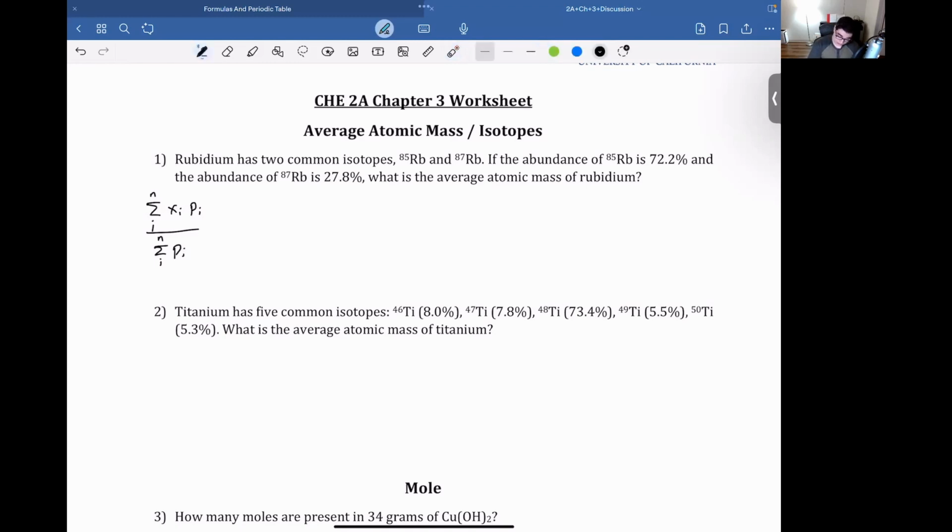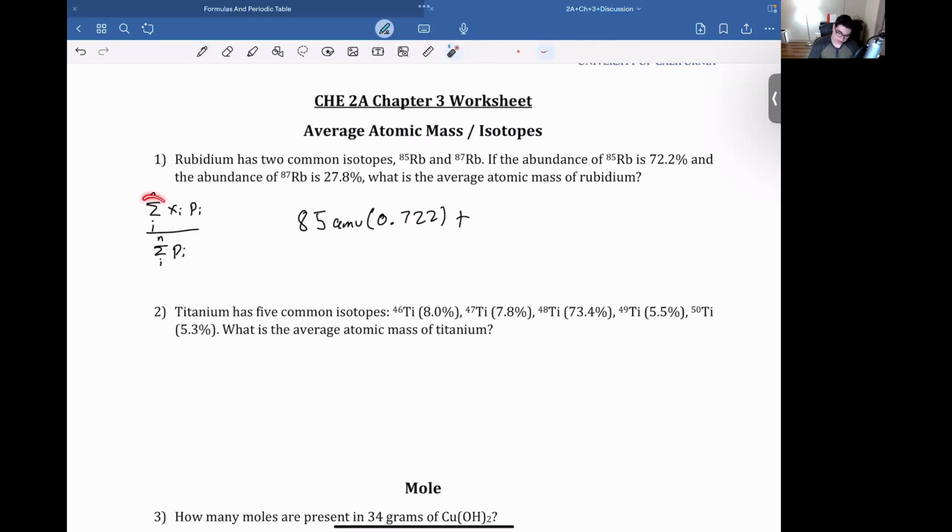So in this case, actually, I'll leave it just in case anyone wants to see it. But all you have to do is this. You take the atomic mass, 85. Then you multiply it by the percent abundance as a decimal. So you're converting from the abundance to a decimal, and then you just add them up.